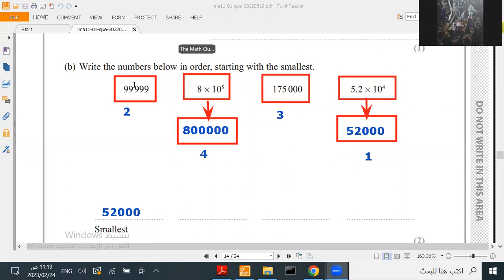This is the first. The second is 99,000, and then the third one is 175 with 3 zeros, and the last one is 800,000, sorry, 800 1 2 3. Okay, and this is how you answer a question like this. So we ordered them from the smallest to the largest. Let's move on to another question.